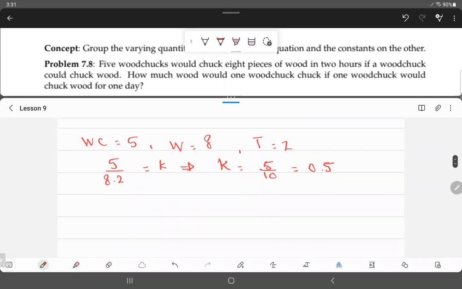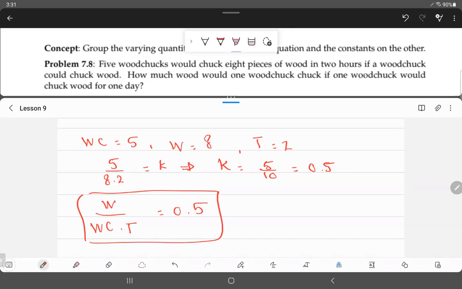So that tells me W over WC times T must always equal half. This is fixed, it doesn't change. Whatever you give me, W or WC, we can get the T, because the relation always gives you half. W over WC times T is equal to half. So give me two of them, I give you the third. Shouldn't it be 5 over 16?